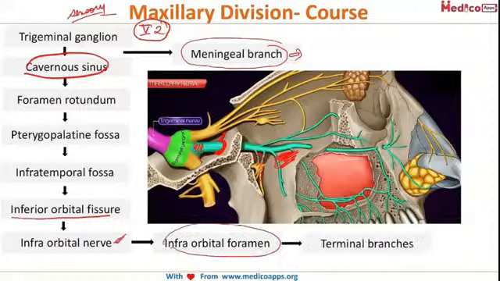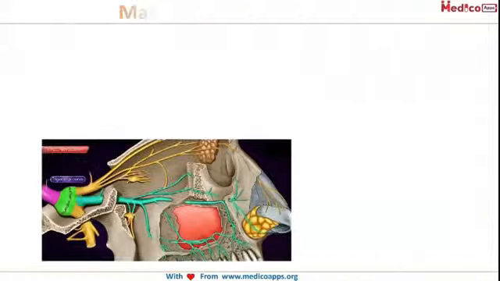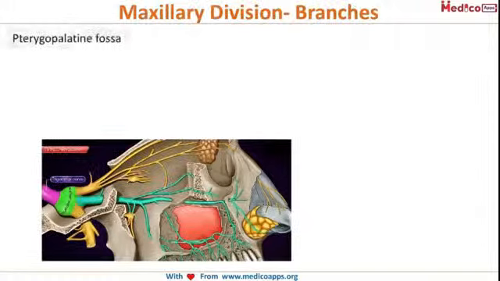Okay, so this was a brief overview of the course of the maxillary division, and within each of these areas the maxillary division gives out some branches. Now let's look at some branches. First branch we have already learned, that is the meningeal branch, which is an intracranial branch of the maxillary division. Now next, after it exits, it will give out some branches within the pterygopalatine fossa. So here we have the branches within the pterygopalatine fossa.